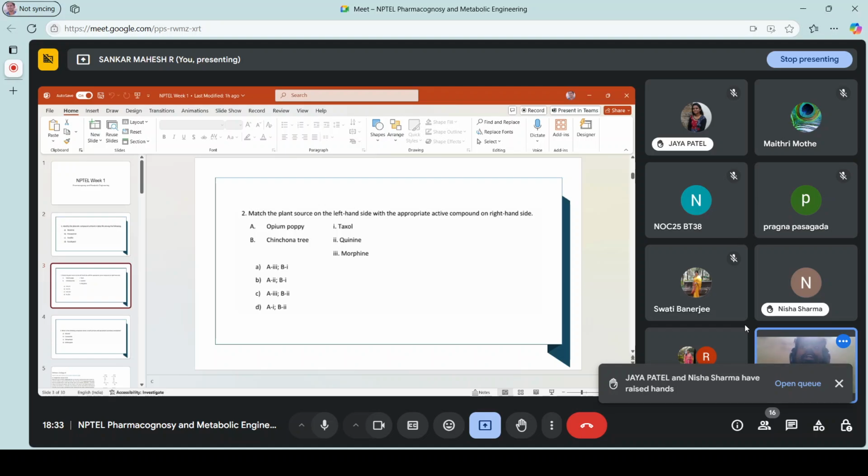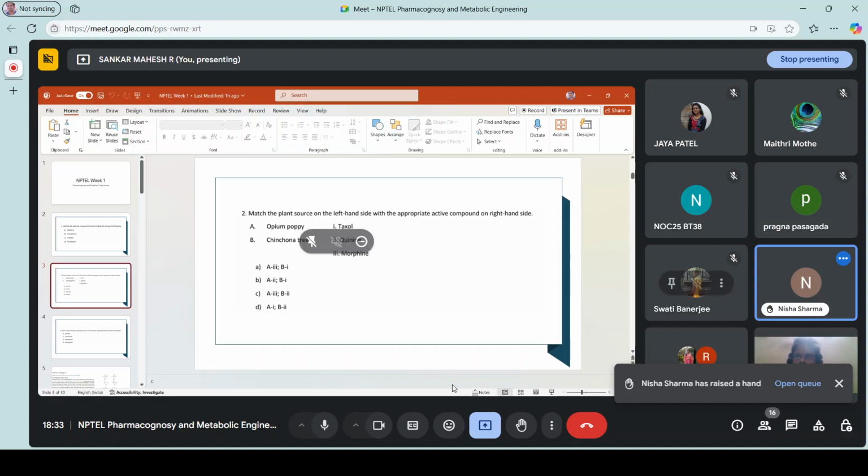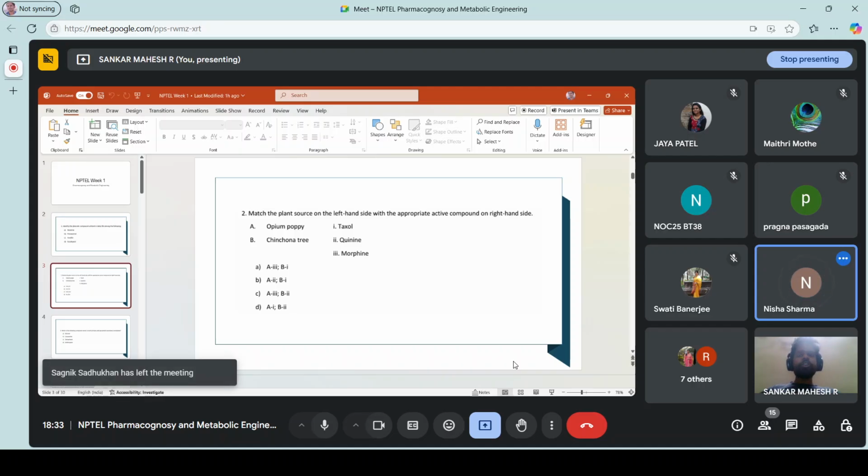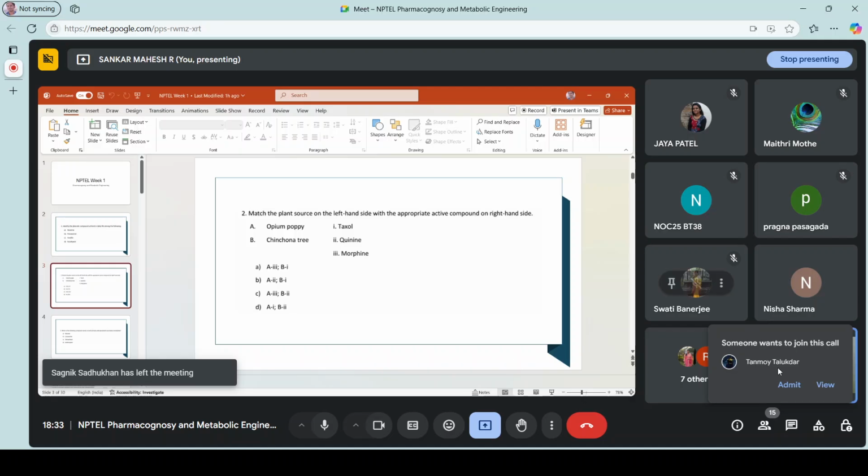Nisha, you can start by mentioning the answer. Good evening, sir. The answer is C. Do you want to discuss this? Do you know something more, like what is morphine, what is quinine, and what is Taxol? These are actually alkaloids, sir. Okay, that's based on the chemistry. Do you know where morphine is used routinely and where quinine is used routinely? What is the purpose of morphine and quinine?